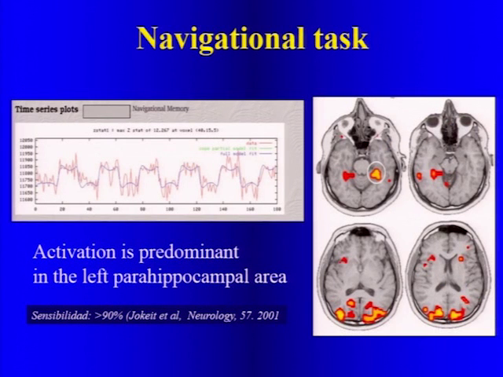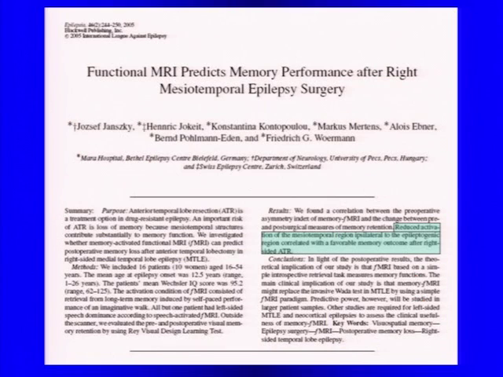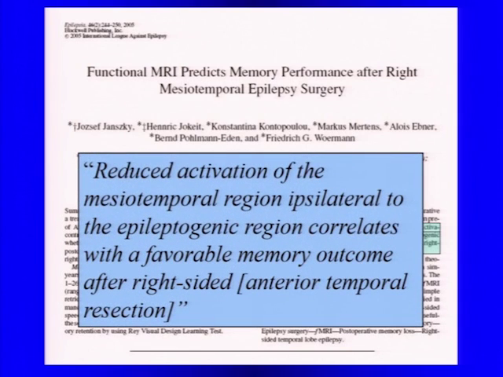This is a child that actually had been mapped using this navigation task, and you can see that the navigation task shows the parahippocampal gyrus more pronounced on the left. This child had a right-sided area of cortical dysplasia, and if the area of the activation is less ipsilateral to where the resection is going to be, the memory deficits are much less. And this was reported by Janecek and basically says that if there's activation in the mesiotemporal region ipsilateral to where the epileptogenic region is, the results are much better.